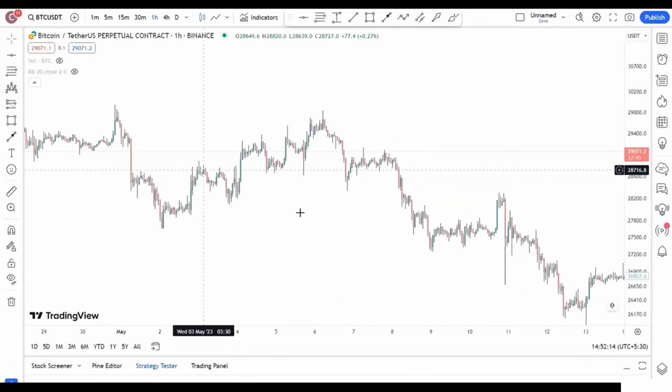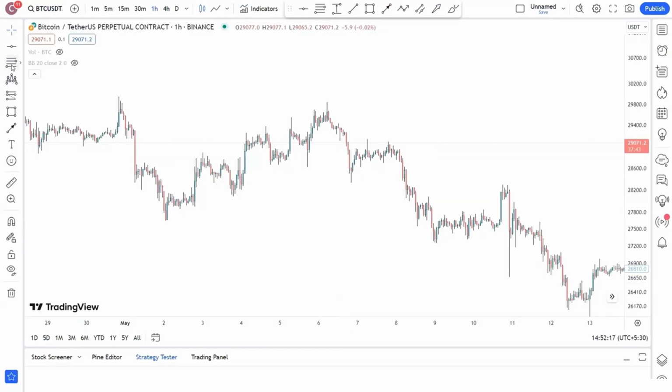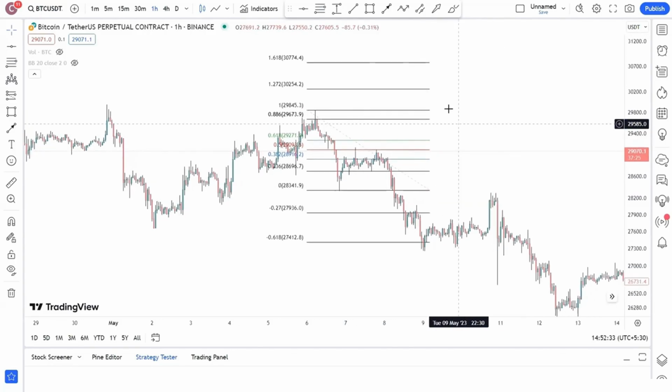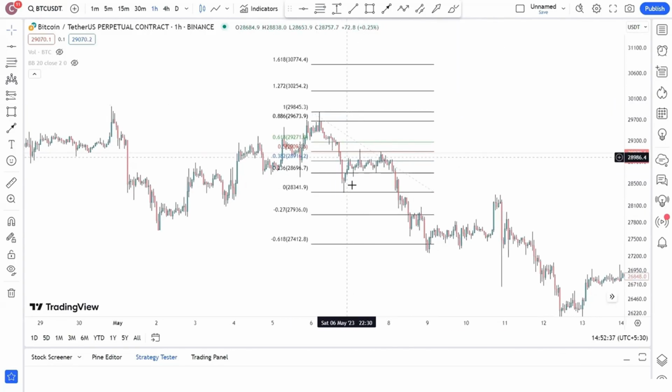Here is an example of Fibonacci tool in bearish trend. Select your Fib tool. We started dropping from right here and we held at right here. So we'll draw our Fibonacci tool from top to bottom. In an uptrend, we draw the tool from bottom to top, from pivot low to pivot high. In downtrend, we draw our Fib tool from top to bottom, which is from pivot high to pivot low.